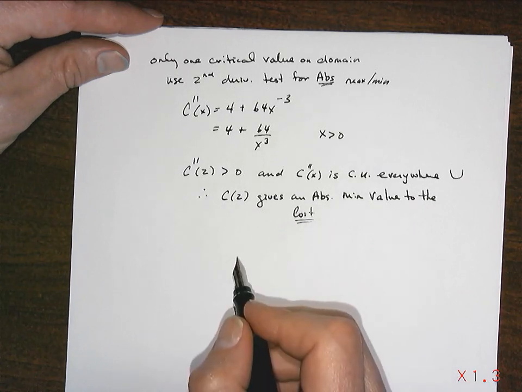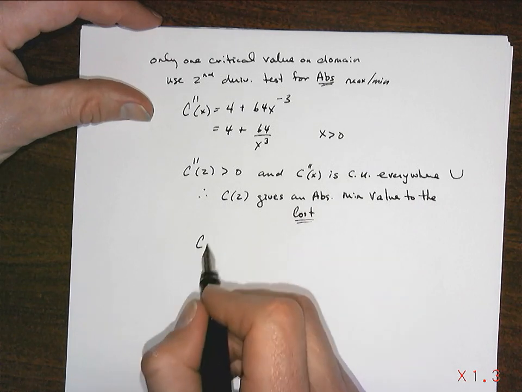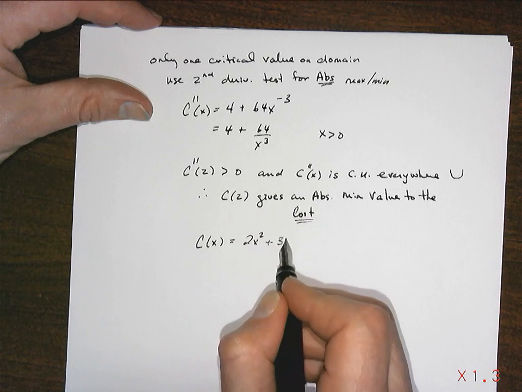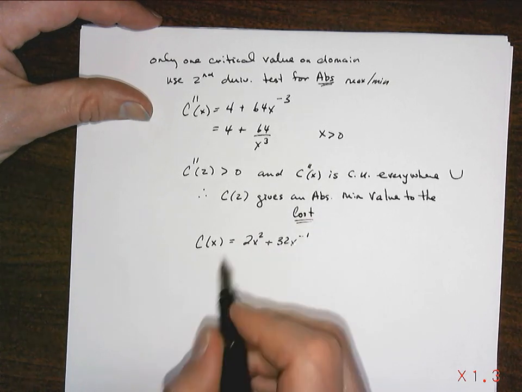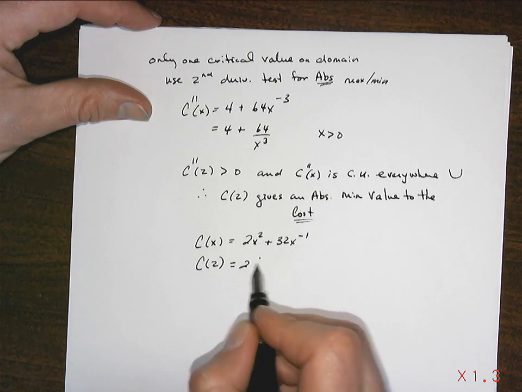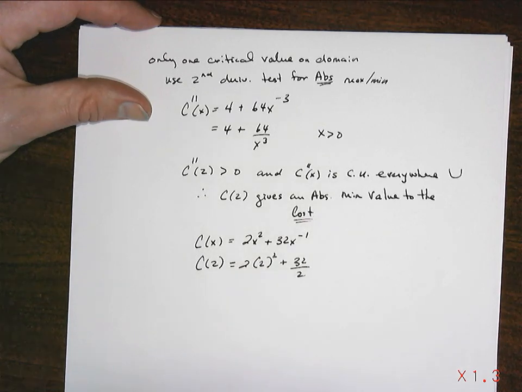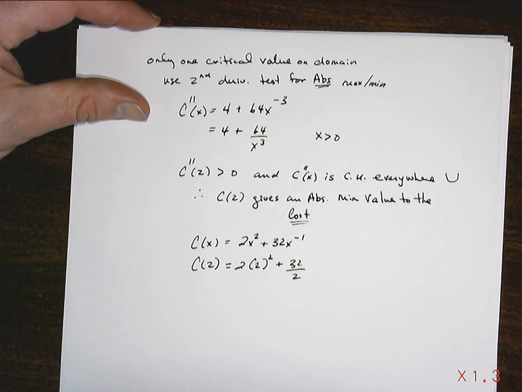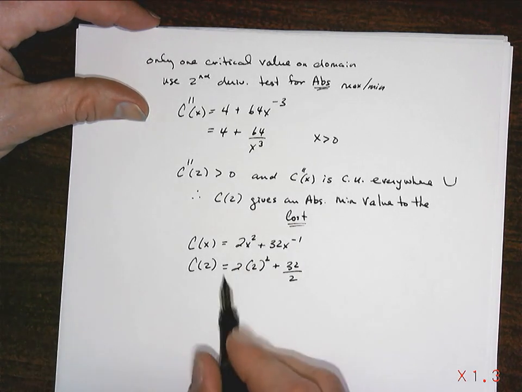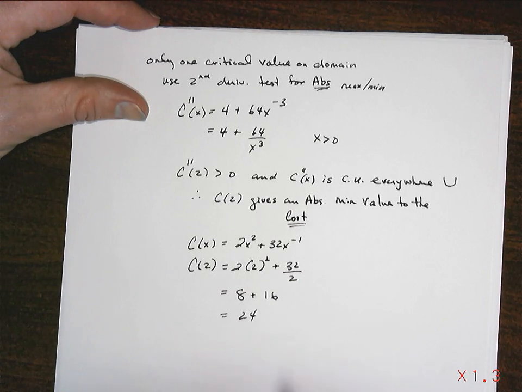And you can go back and find out what that is. Looking backwards, I'm finding my cost equation. It is here. It looks like this. No biggie, we can work with that. So that's just going to be 32 over 2. And so it's going to be 8 plus 16, which is 24.